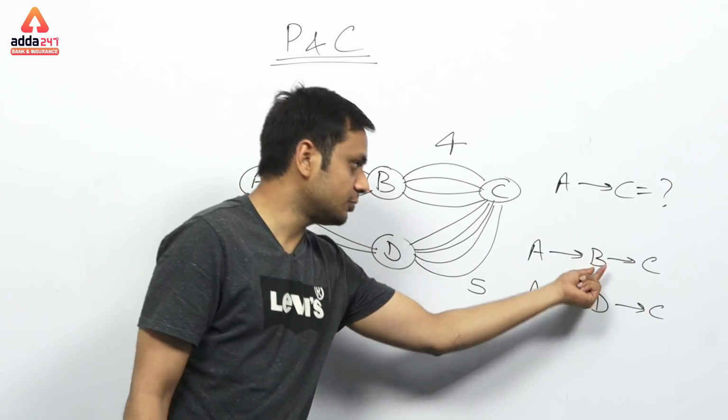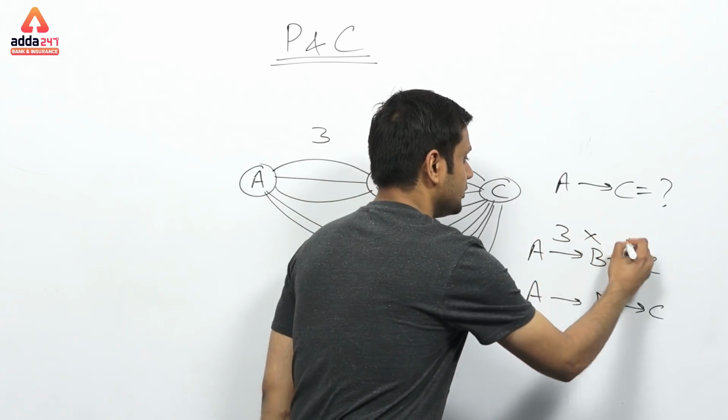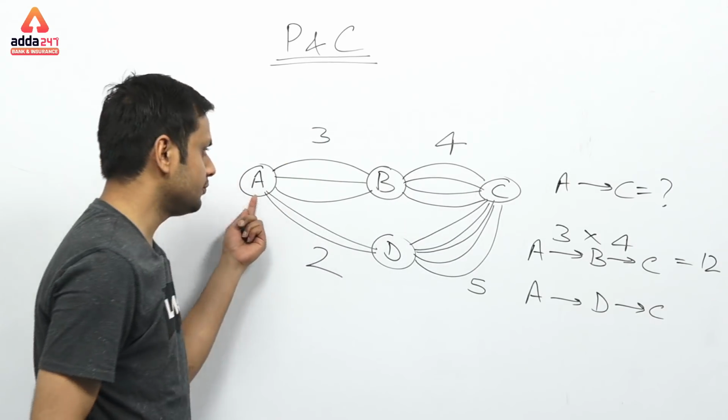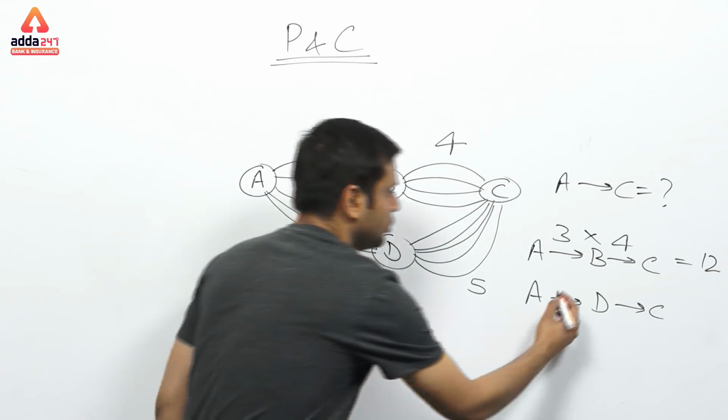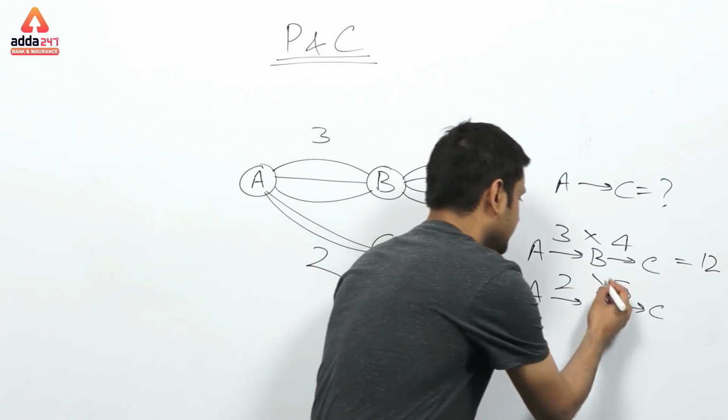The number of ways of traveling through B is already given. We know how we find it. It is 3 into 4, that is 12. And then the number of ways of traveling through D, A to D is 2 and D to C is 5. So 2 into 5, it is 10.